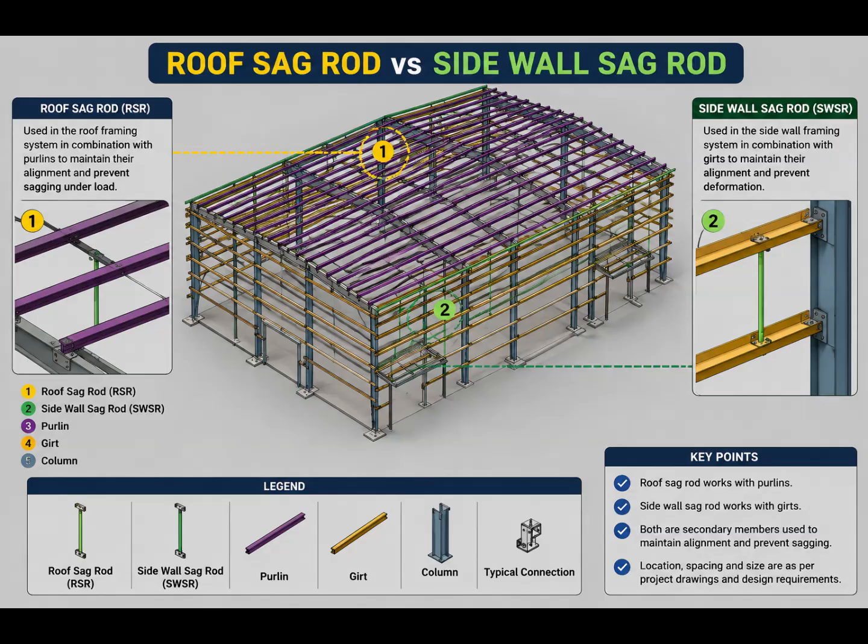Now you know the key difference between a roof sag rod and a side wall sag rod, and how each one fits into the overall PEB framing system. But there is another important secondary member that you will see frequently in PEB structures, the eave strut. So, in our next video, we will understand what an eave strut is, where it is located, what its function is, and how it connects to the PEB framing system.